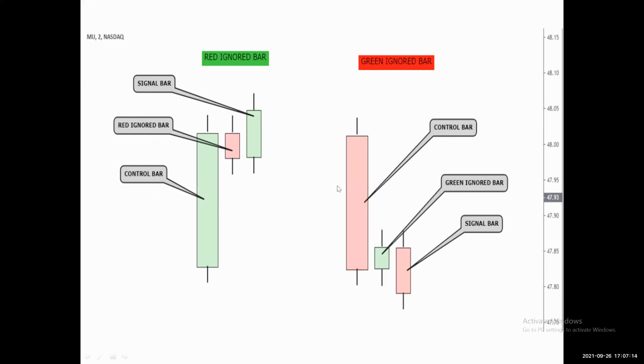Now, this is how it looks. You have a big control bar, a green bar, followed by a small red bar. And the third bar, which breaks the high of the red bar, is the signal bar for us. In the same way, when we are looking for a short sell opportunity, a red bar which cuts the low of the green bar is considered to be the signal bar.